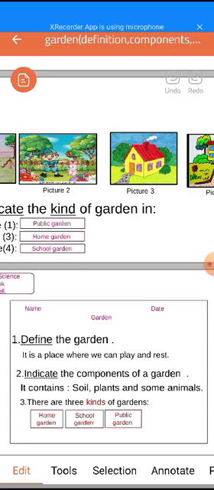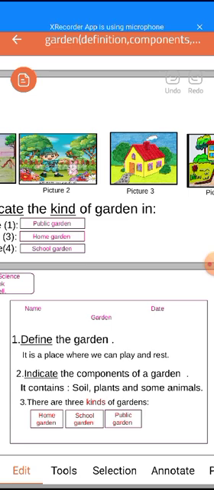Number 1, define the garden. It's a place where we can play and rest. Number 2, indicate the components of a garden. It contains soil, plants, and some animals.